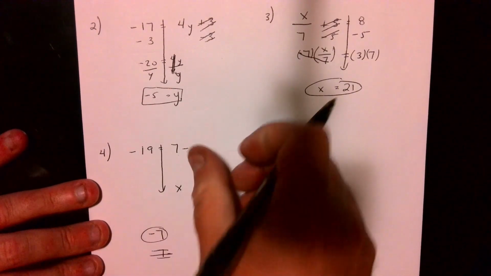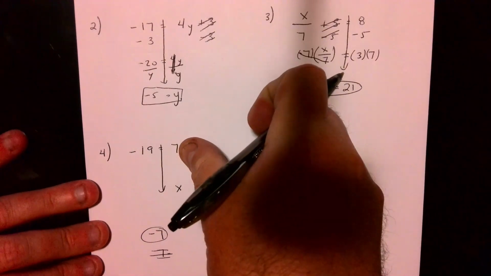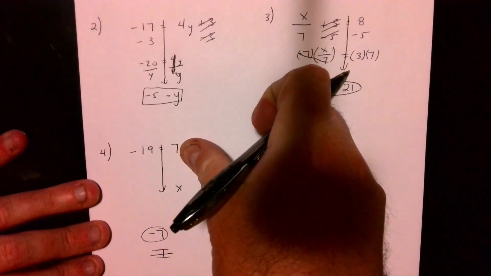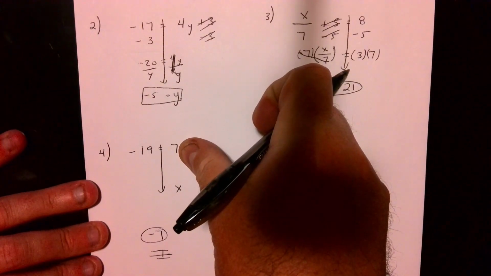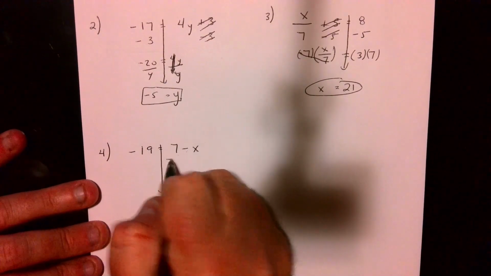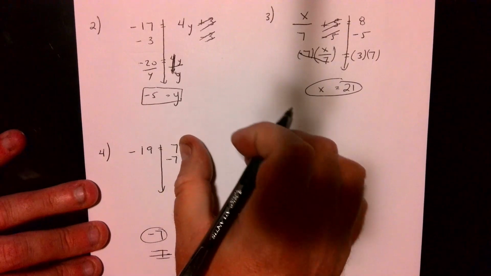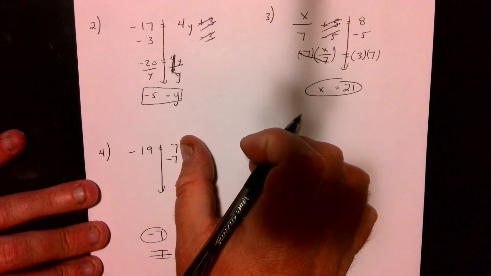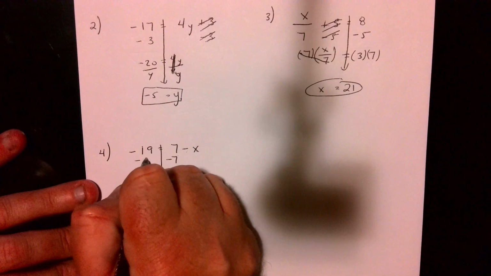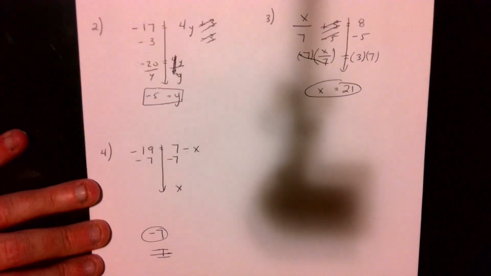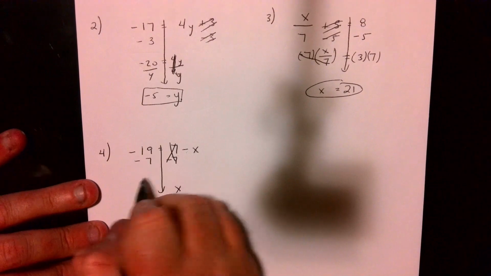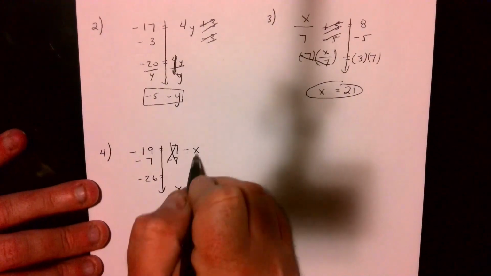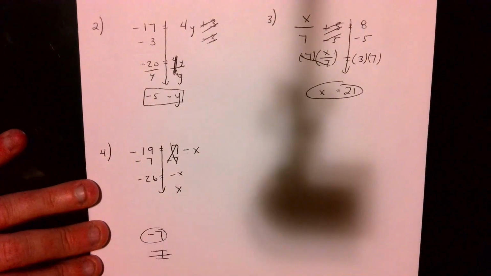And I'm not going to worry about that because we're just trying to get rid of the 7. So if I look at the 7 right now, that just says +7. So the opposite of a +7 would be a -7 or subtract 7. So if I subtract 7 there, I need to subtract 7 there. These will cancel out. -19, -7 make -26. Over here, I still have this -x.